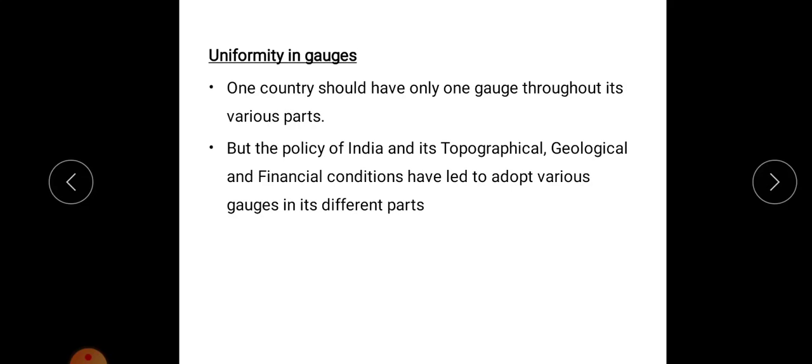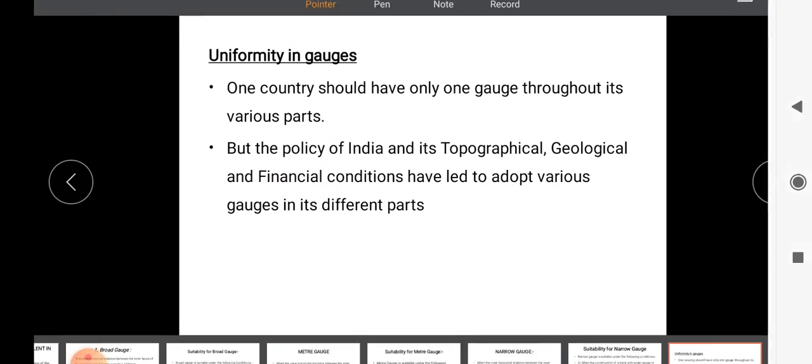The topography varies. In hilly regions we cannot go for broad gauge; we provide narrow gauge. Likewise, financial conditions also vary. If the fund available is very little, we cannot go for broad gauge. In that situation we adopt narrow gauge or meter gauge, usually meter gauge. Narrow gauge is usually provided for the worst topographical situations. Theoretically, the gauge for one country should be uniform, but due to variations in topography, geology and financial conditions, we have to go for different types of gauges in different regions. So these are the details about gauges. Thank you.